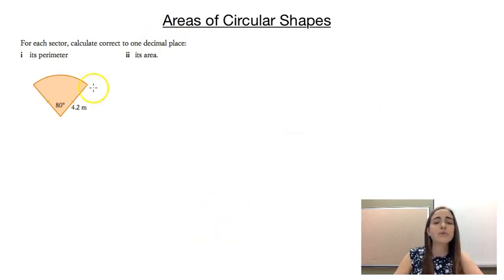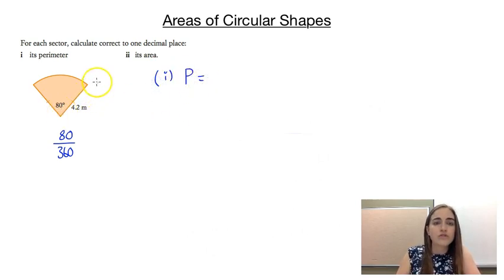Our next example is similar, but this time we don't have a quarter of a circle. So we need to figure out what fraction of a circle we do have. Now we know in a full revolution, there are 360 degrees. And in this sector of the circle, we only have 80 degrees. So the fraction of a circle that we have is 80 out of 360. Now you could simplify that fraction down, but you don't have to, so we're not going to bother in this one.